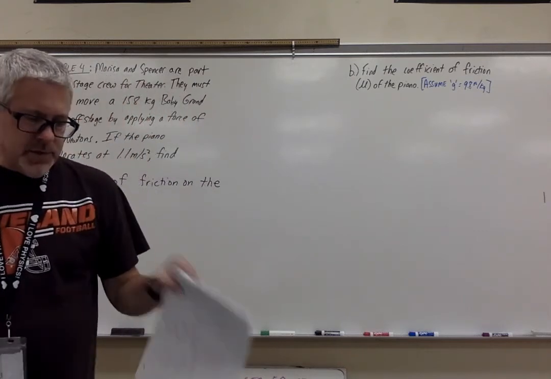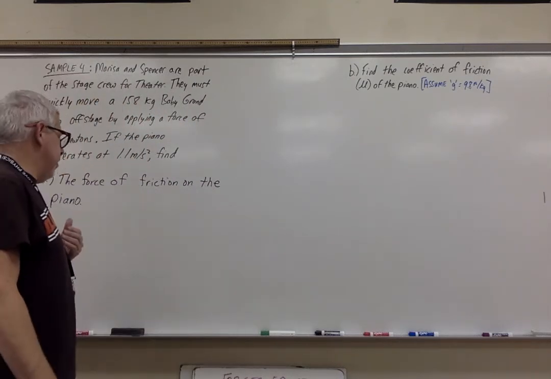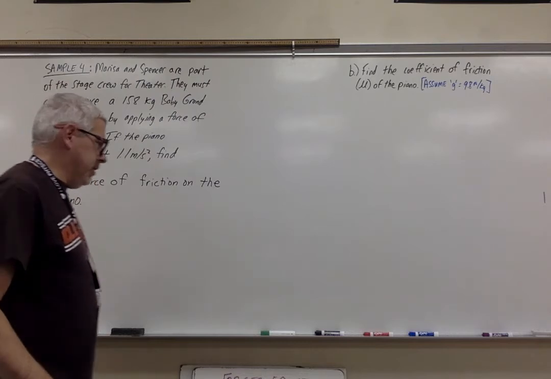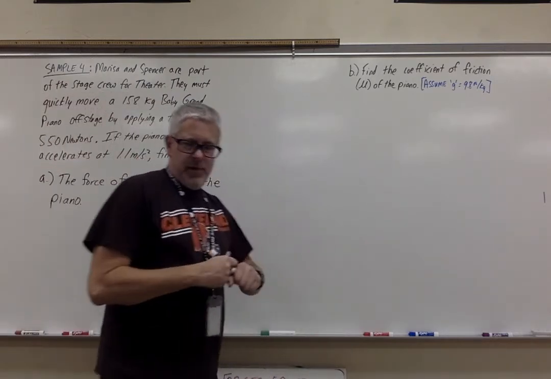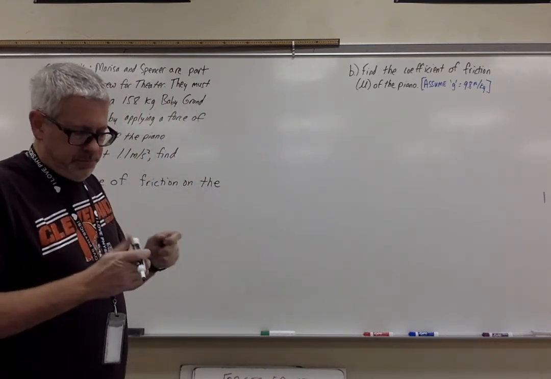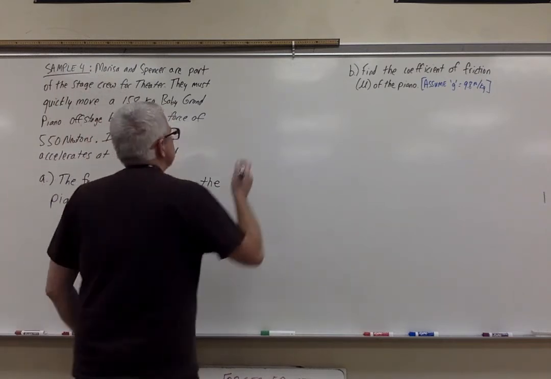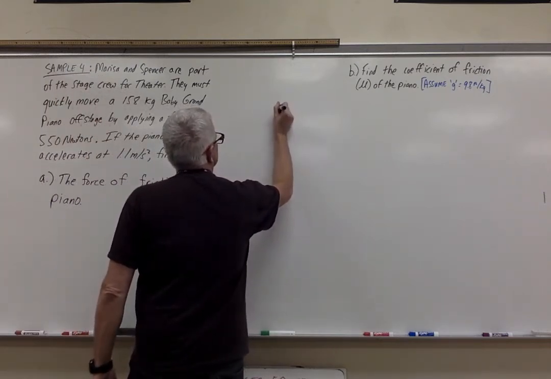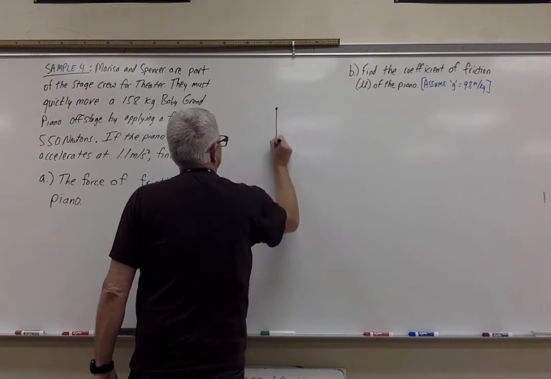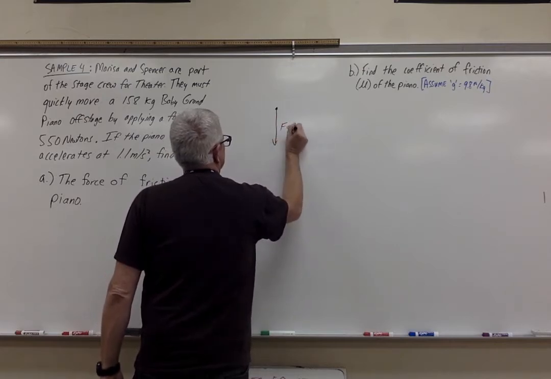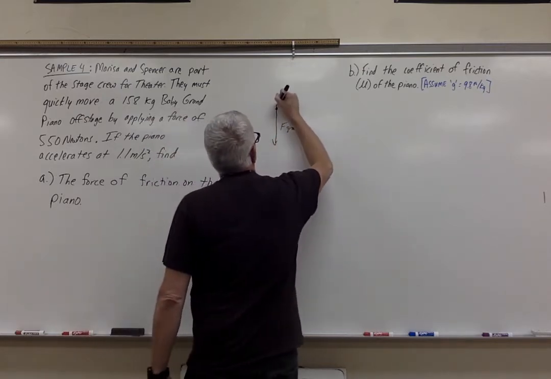All right, so for the first thing, I'm going to actually draw a free body diagram because it's going to help you to think about this. This is going to look an awful lot like the one in the last problem, by the way. So we're going to think of something like this. We've got F gravitational down, normal force of the floor up.